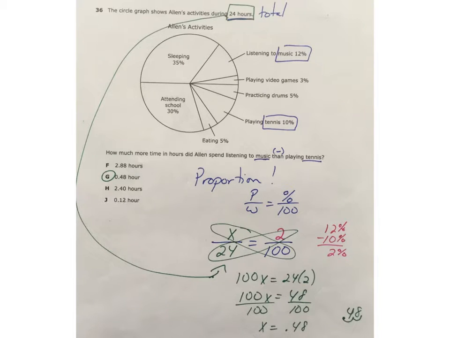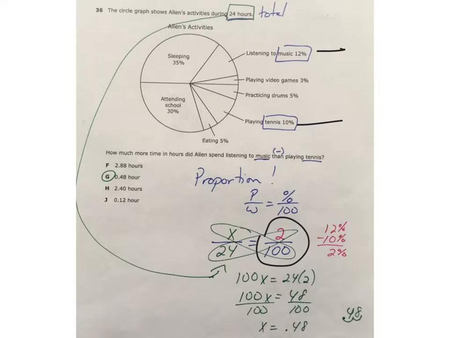Okay, more than likely when you see one of these circles like this, you're going to have to set up a proportion because you're comparing. And it says music versus tennis. So you have this and this. So that is a 2% difference between the two. 12 minus 10 is 2. So part over whole, percent over 100.